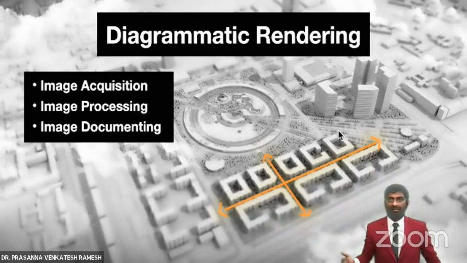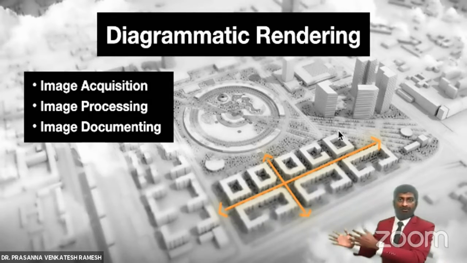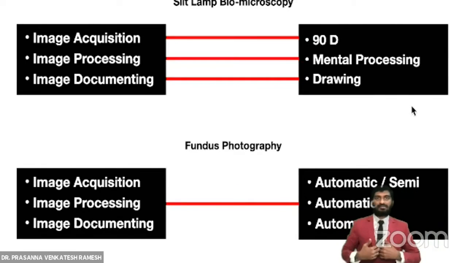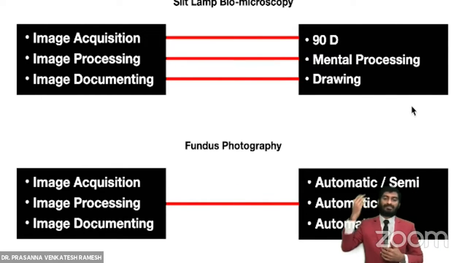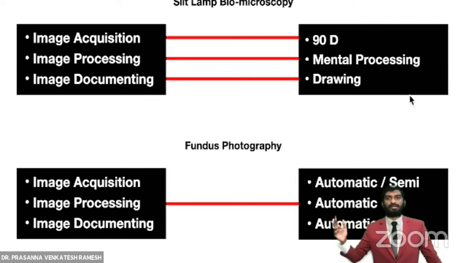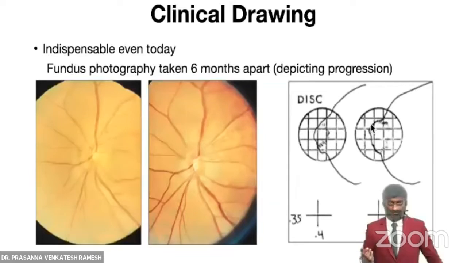So diagrammatic rendering has three components: the image acquisition, the image processing, and the image documentation. Being a slit lamp biomicroscopy user, these three parts of diagrammatic rendering are: the acquisition part with a 90D, processing is a mental processing because it will vary from person to person, and the documentation is a drawing. Again, you need to draw it. Whereas with fundus photography, the main part of it is that it's an automatic one. Some people will have a semi-automatic one, but the processing and documentation part is automatic, whereas the acquisition part alone may involve a manual parameter.